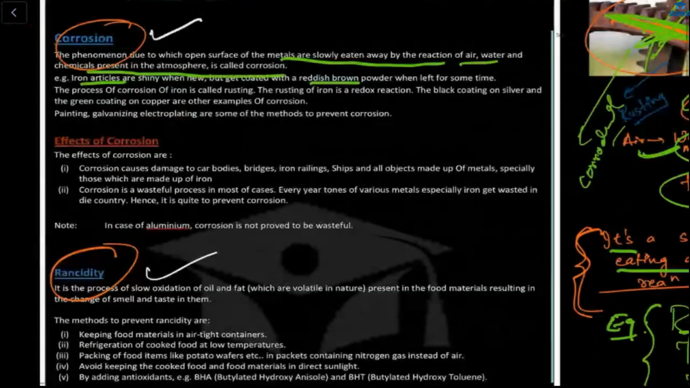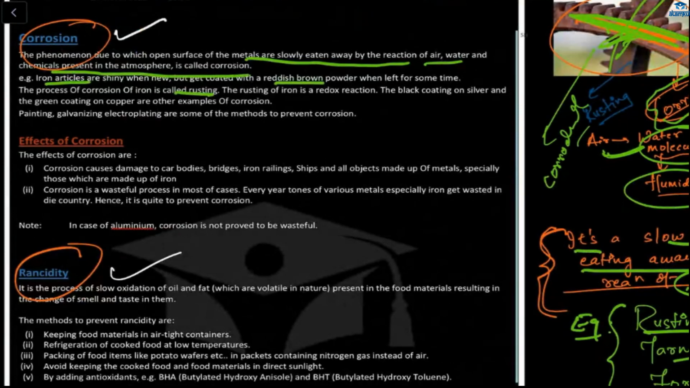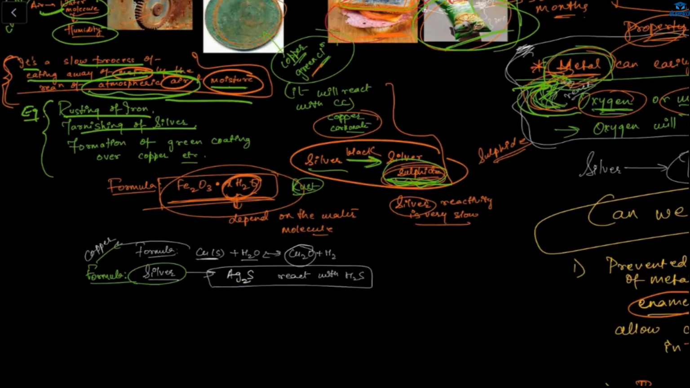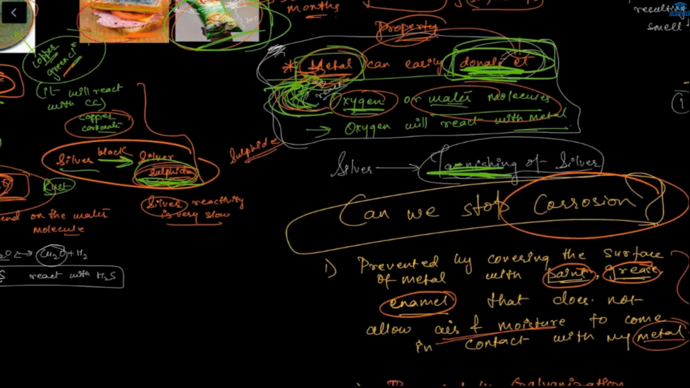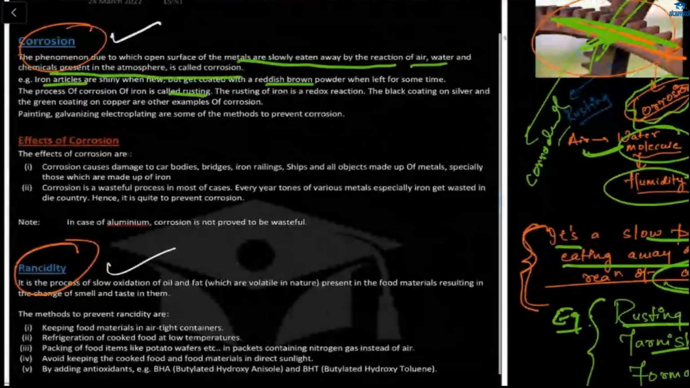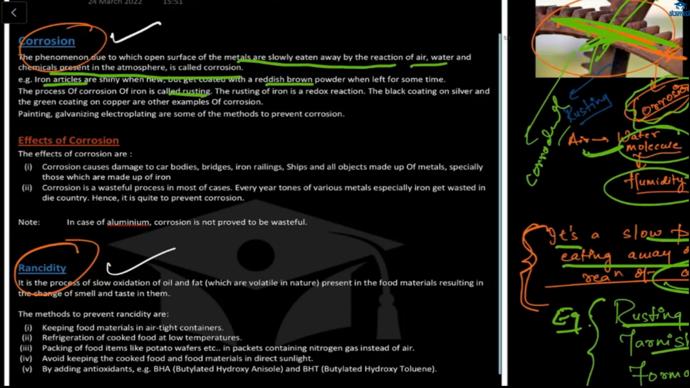And what else? The process of corrosion of iron is known as rusting. Only the corrosion of iron is known as rusting, and the corrosion of silver is known as tarnishing of silver. For all other metals, we can only say that this is a process of corrosion. Only for iron do we use the word rusting, not for any other metals.